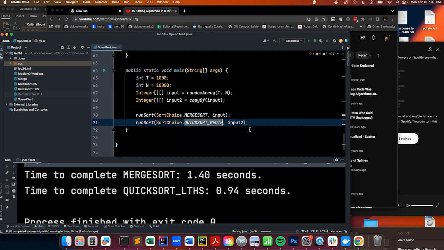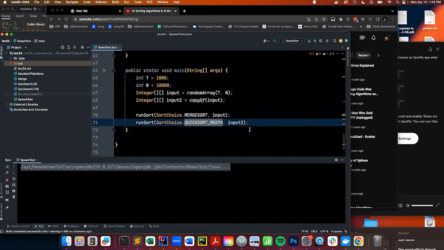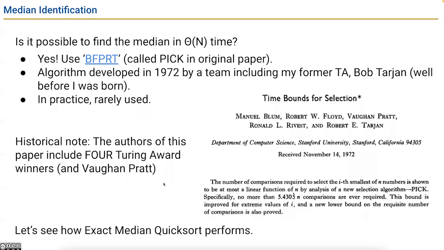So if I run this algorithm, always picking the exact median, it just turns out the overhead of picking the exact median is too high. Still going. 4.78 seconds. Okay. Sorry. Let's all boo Bob Tarjan. Boo. And I'll send that to Bob.